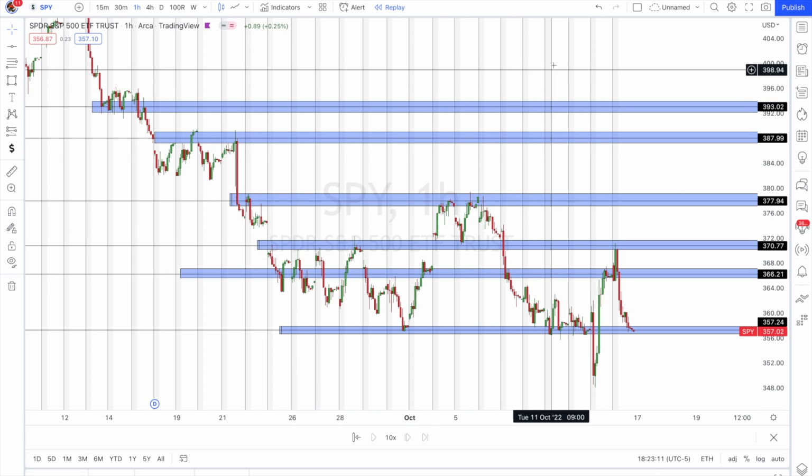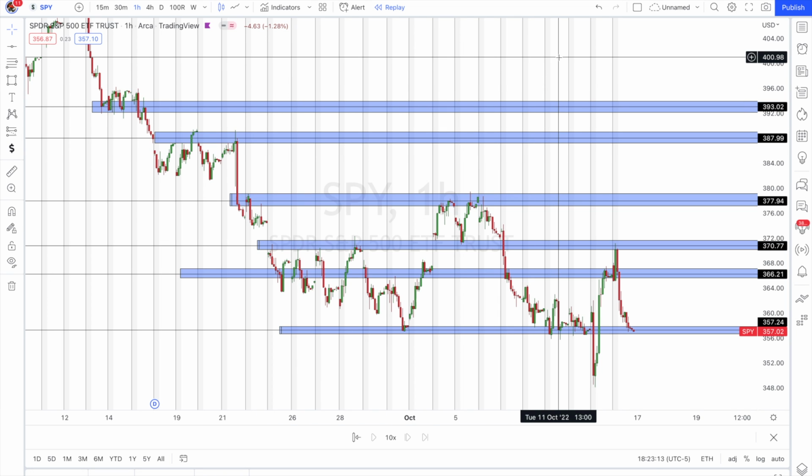Now that we know how to draw our support and resistance levels, let's show you guys some examples of how you can execute on trades using these levels.